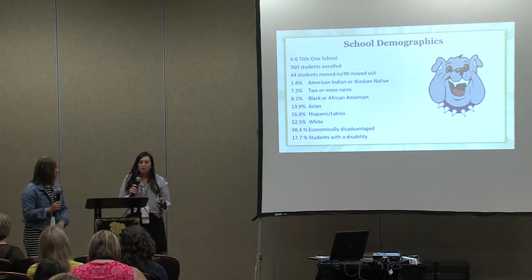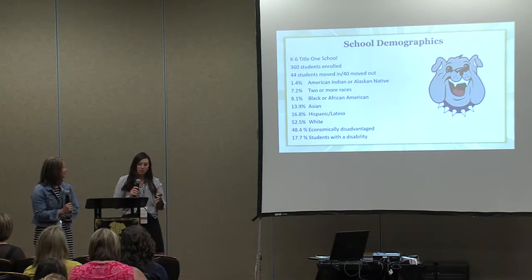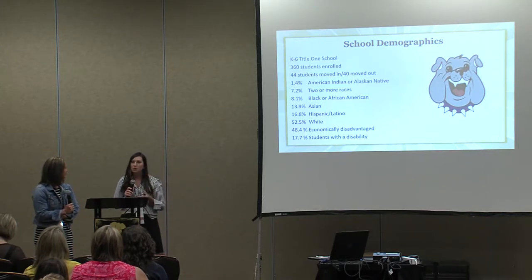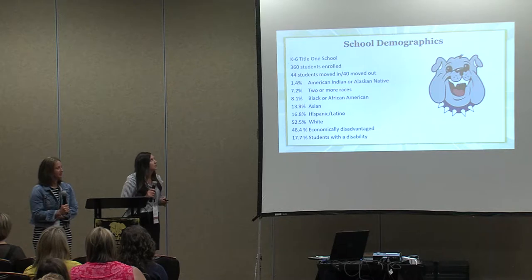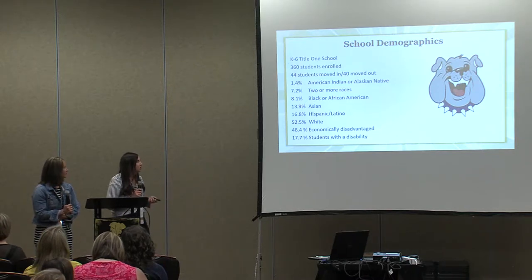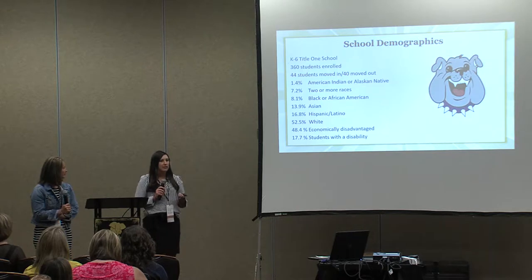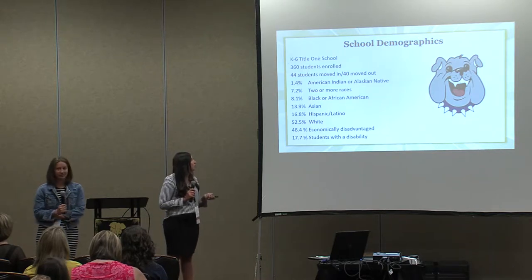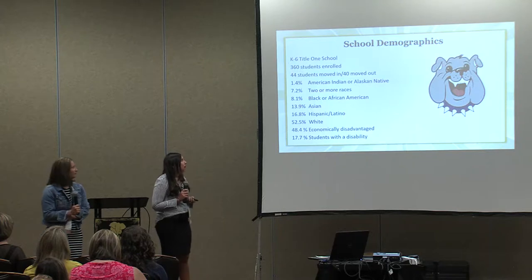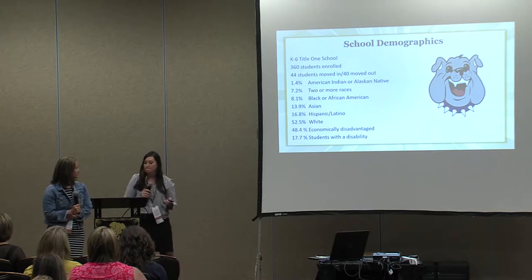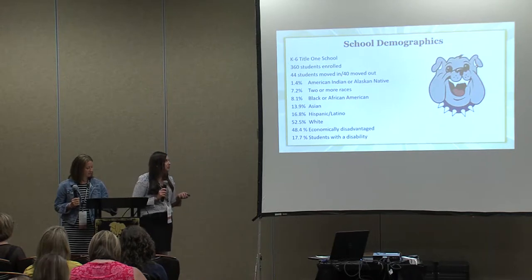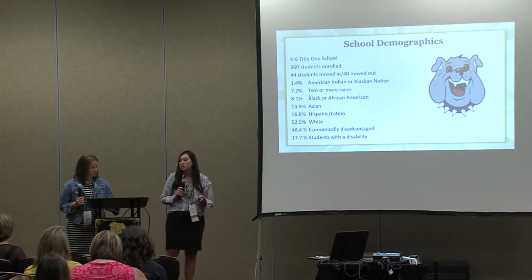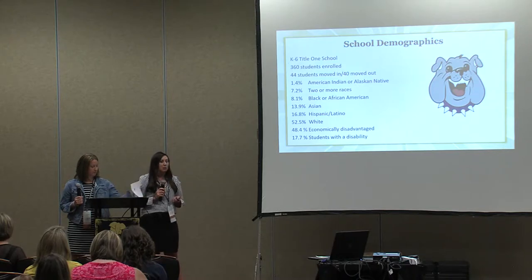All right. So to help you understand the makeup of our school and the community that we serve, we just wanted to give you a little background on our school to help ground you in what we're looking at. So we are a K-6 Title I school. We have 360 students enrolled. We are a very transient school. So last year alone, we had 44 students that moved in, and then we also had 40 students that moved out. And then you can take a look at our demographic there. We also have special education that serves LD, EBD. We have a speech and language pathologist, and we also have ELL in our building.